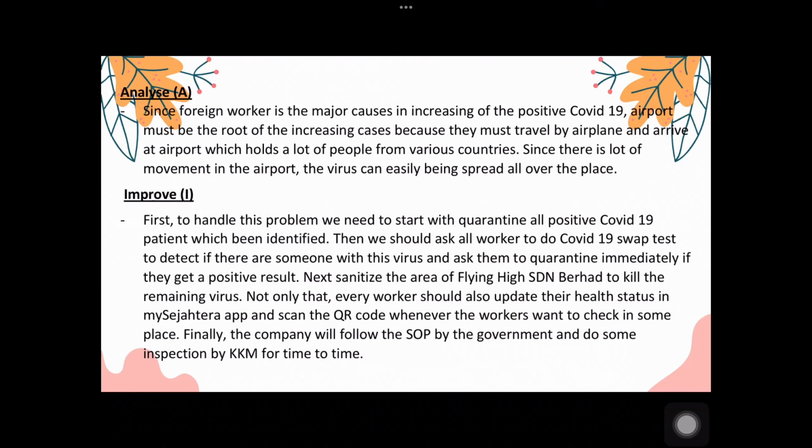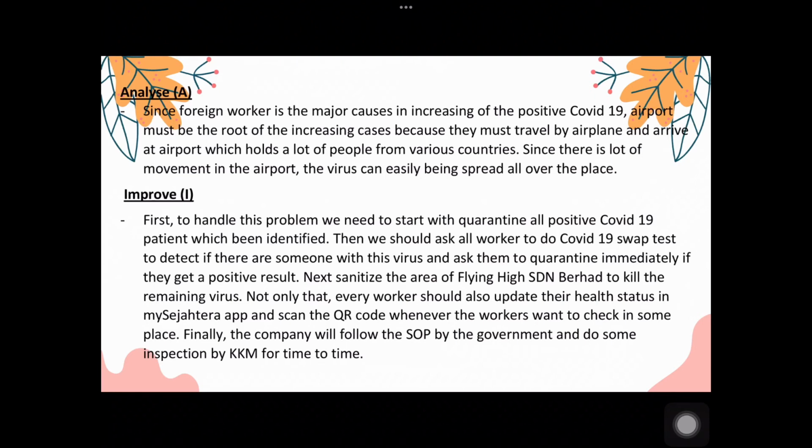Improve. First, to handle this problem, we need to start by quarantining all the positive COVID-19 patients who have been identified. Then we should ask all workers to do COVID-19 swab tests to detect if there is someone with this virus and ask them to quarantine immediately if they get a positive result. Next, sanitize the area of Flying High and its neighborhood to kill the remaining virus.